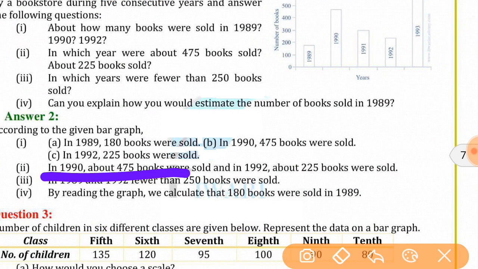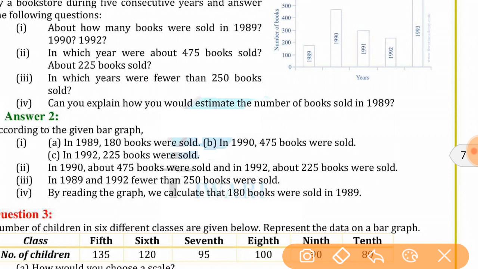And what about 225? It is in 1992. Then in which years were fewer than 250 books sold? Fewer means it is around 250. So already we have studied 180, isn't it? Okay. So that is 1982 and 1992, when fewer than 250 books were sold.